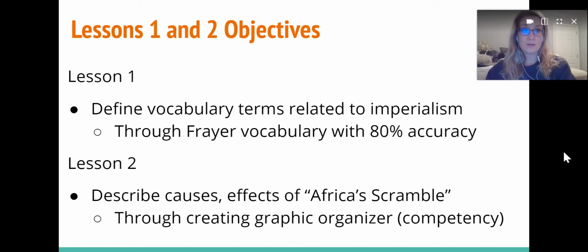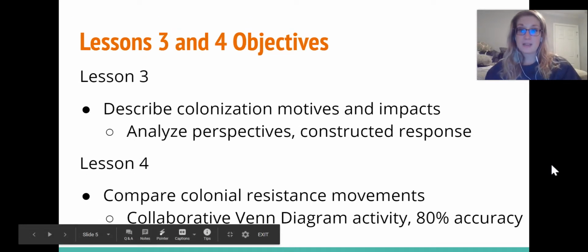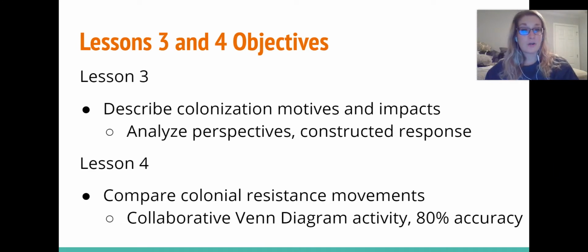Lesson 1 will involve completing a vocabulary activity with 80% accuracy. Lesson 2 will involve describing the causes and effects of the Scramble for Africa by creating graphic organizers with competency. Lesson 3 will involve describing motives and impacts of colonial rule and looking at the perspectives of multiple groups in the past with a constructed response activity.